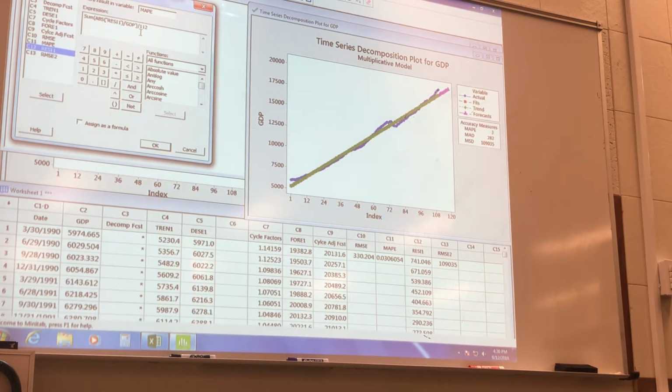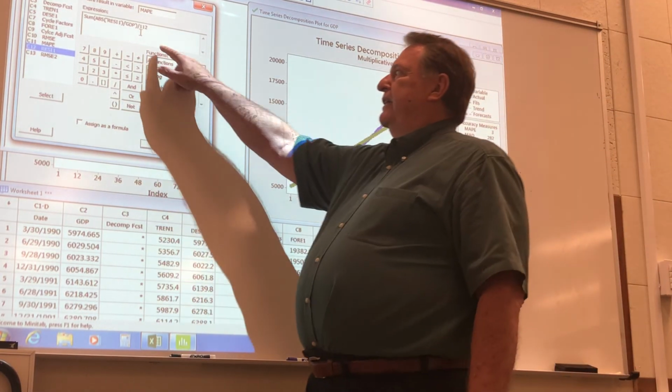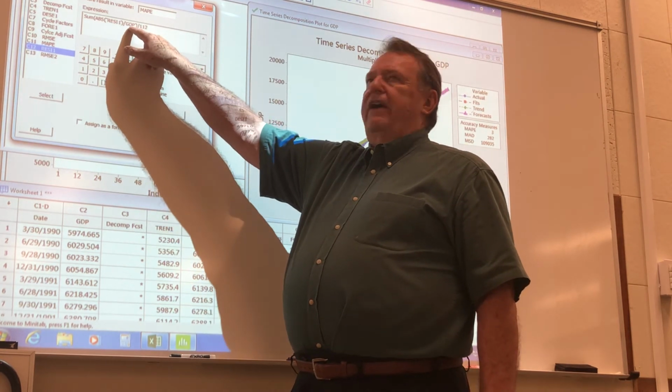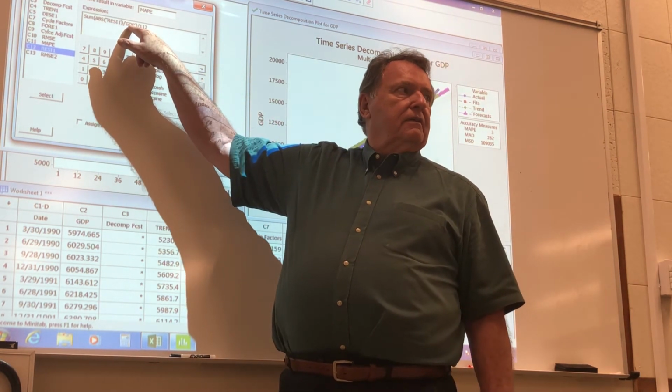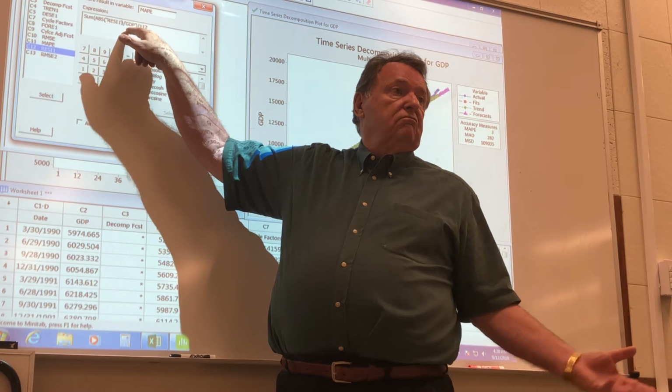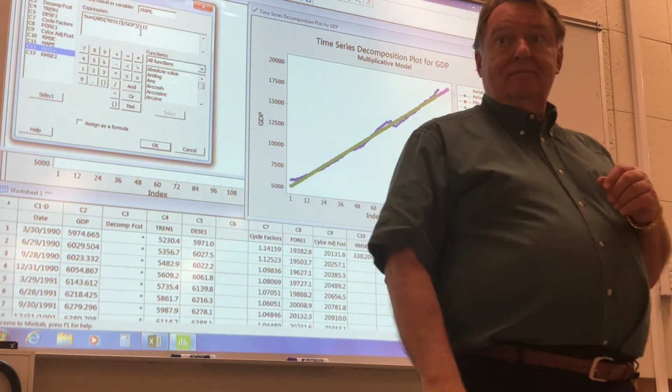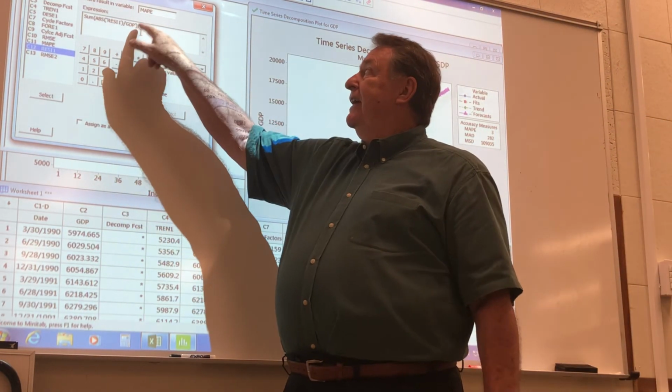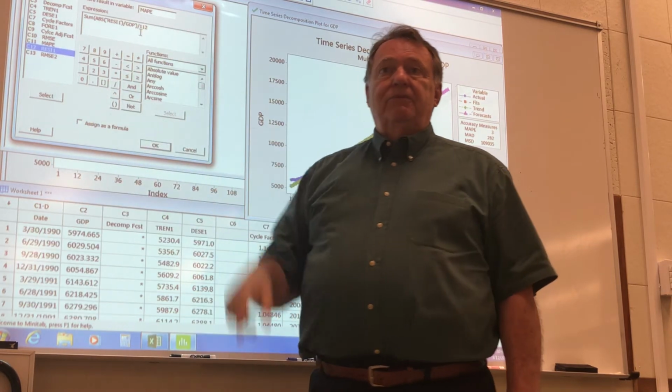You guys can write that formula then, can't you? Just remember that this is n. This is the end value right here. This is the variable that you've got, whatever it is. This is the X value. This is the N value, the number of observations.